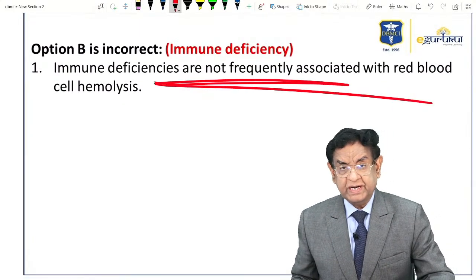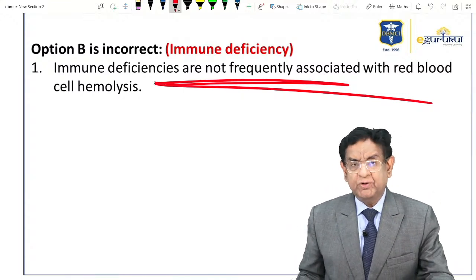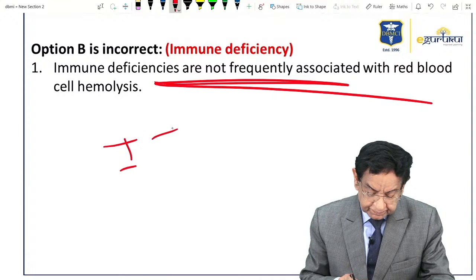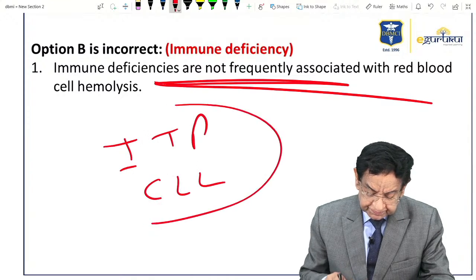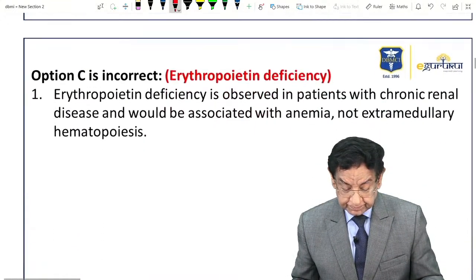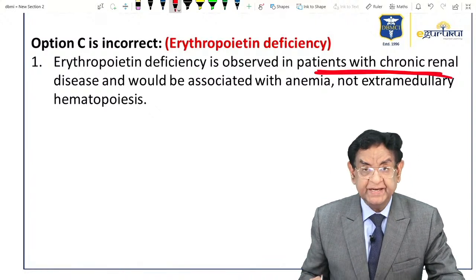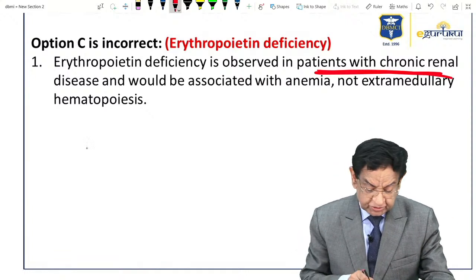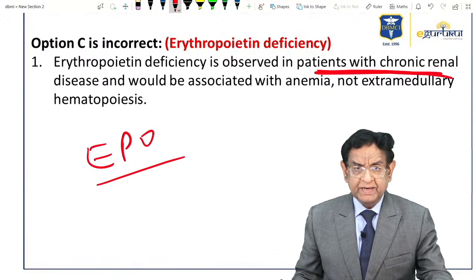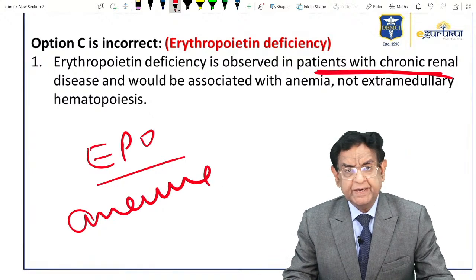Immune phenomena disease is not related to extramedullary hemopoiesis. I told you the other important cause is myelofibrosis. None of the immune phenomena diseases like ITP or CLL have extramedullary hemopoiesis as a feature. Erythropoietin deficiency occurs in chronic renal failure. Why? Because we know very well erythropoietin is produced from the kidney. The kidney is failing, erythropoietin will be less, that will lead to anemia. But this will not lead to extramedullary hemopoiesis.